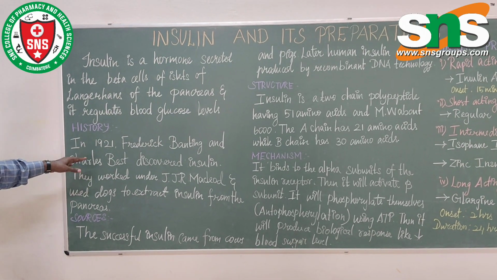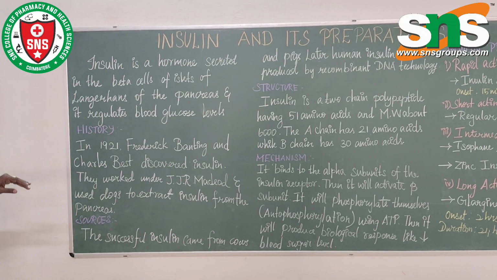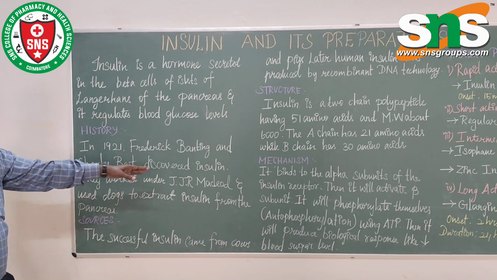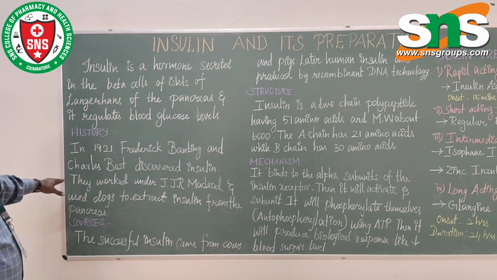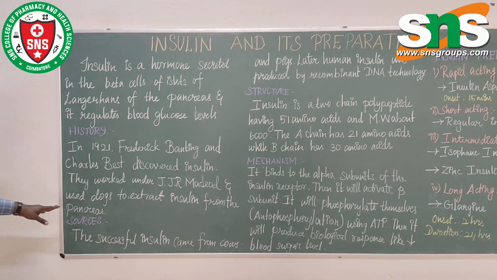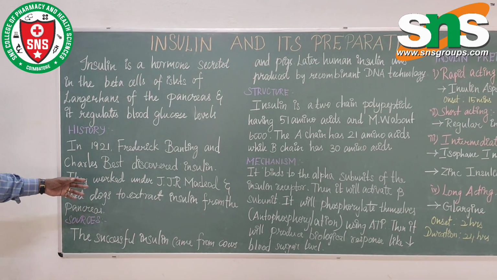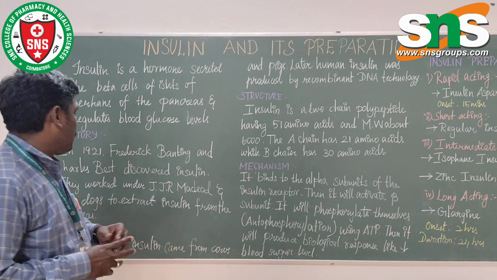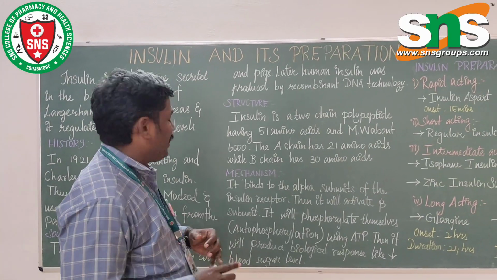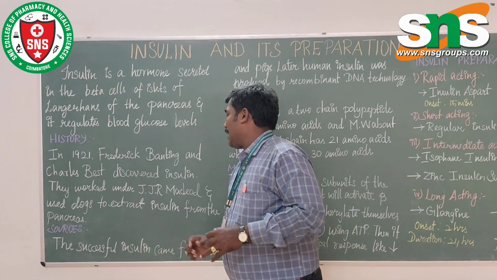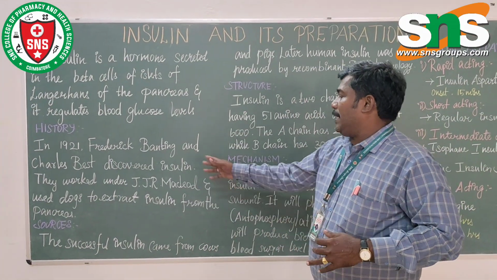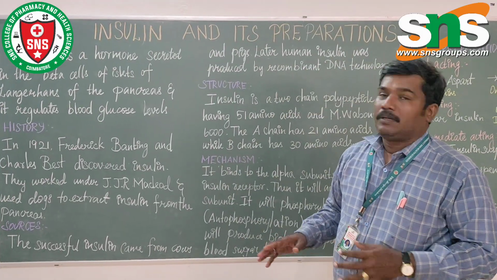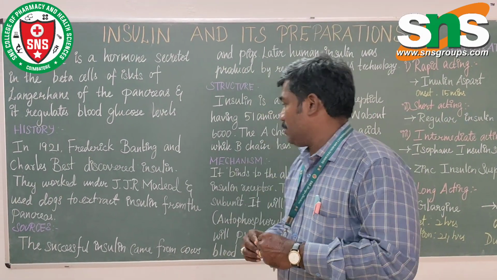In 1921, Frederick Banting and Charles West discovered insulin, and they worked under J.J.R. MacLeod and used dogs to extract insulin from the pancreas. So first it was isolated by Frederick Banting and Charles West under J.J.R. MacLeod by using dogs.